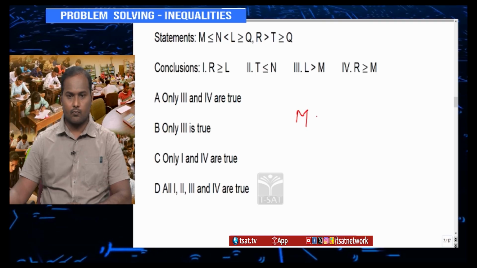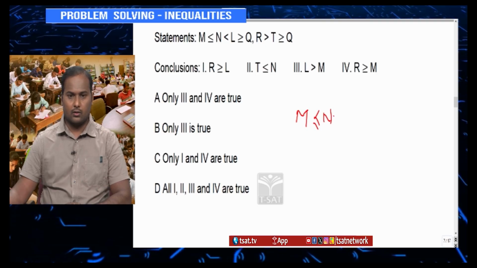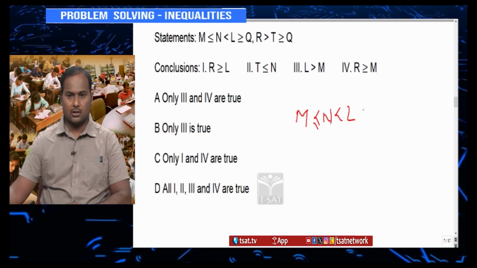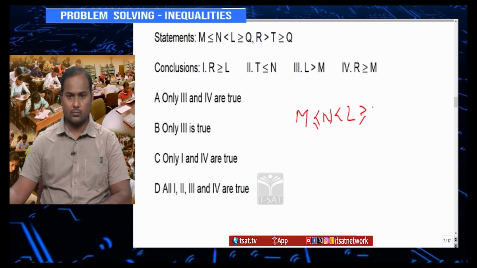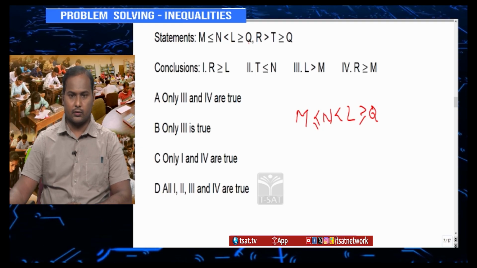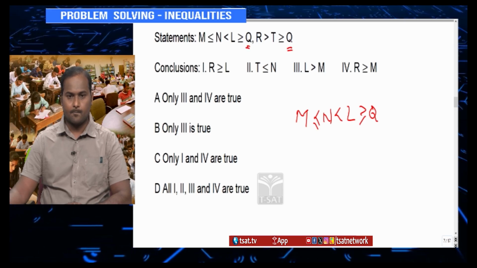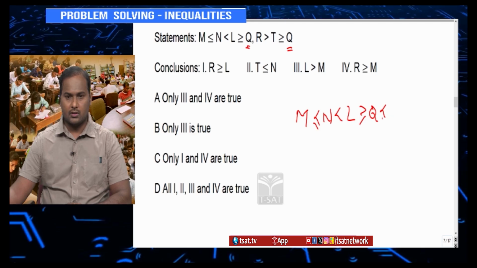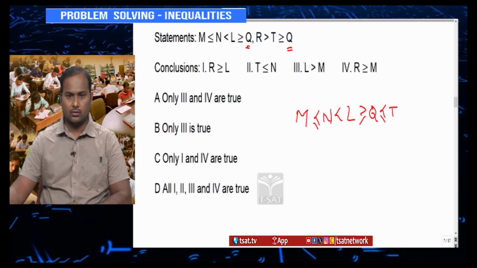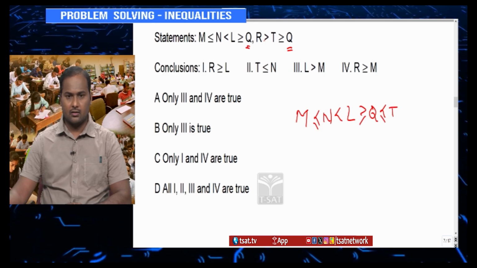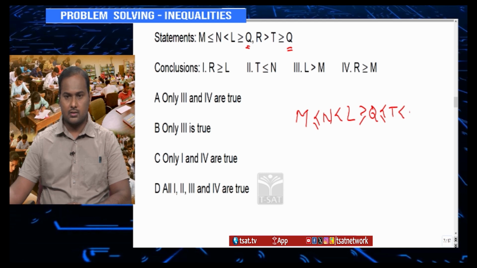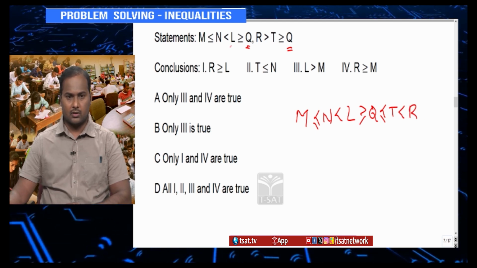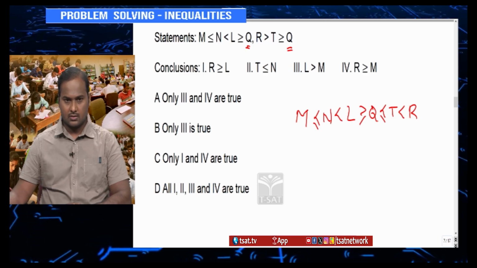So M is less than or equal to N. N is less than L. L is greater than or equal to Q. See here Q. Now you start from here Q. Now Q is less than or equal to T, and T is less than R. So just T is less than R. You convert these two statements into a single statement.